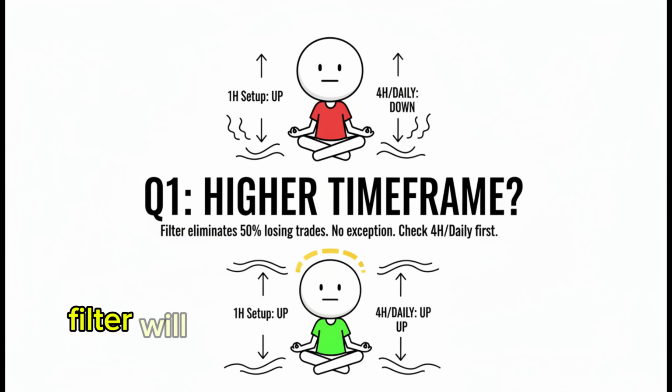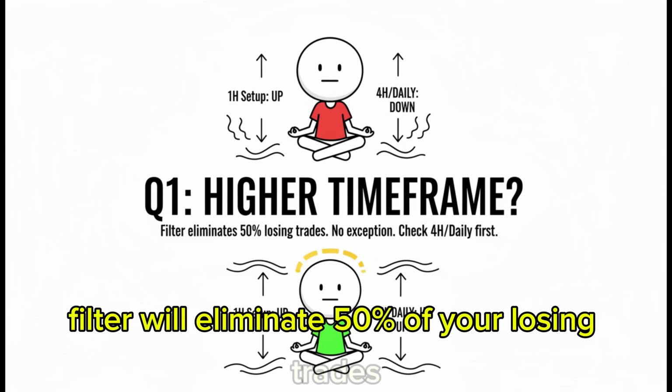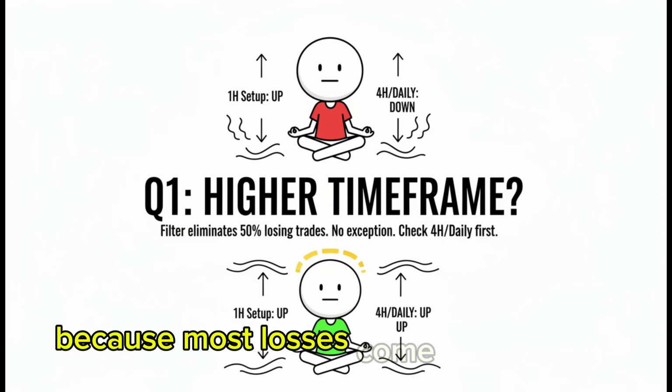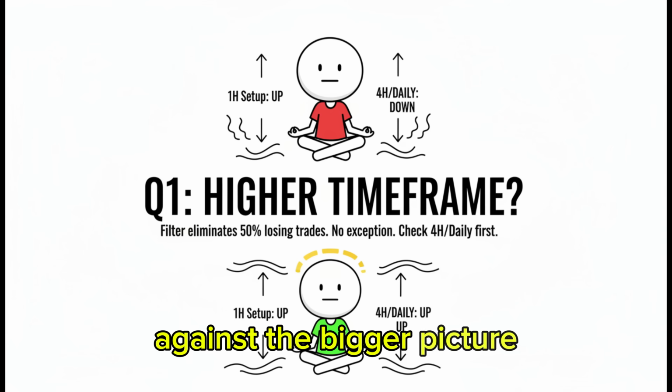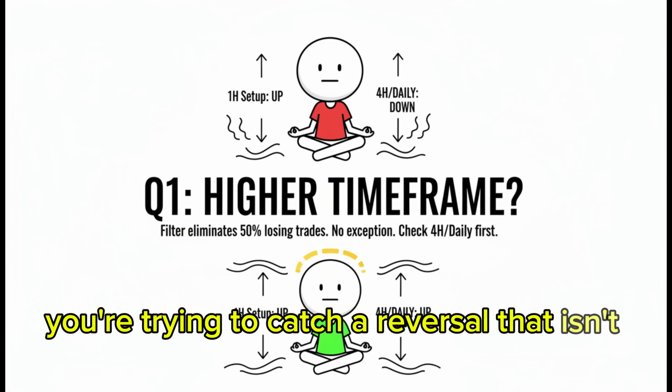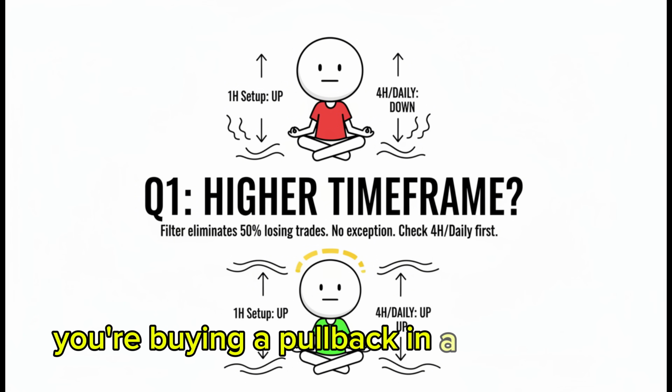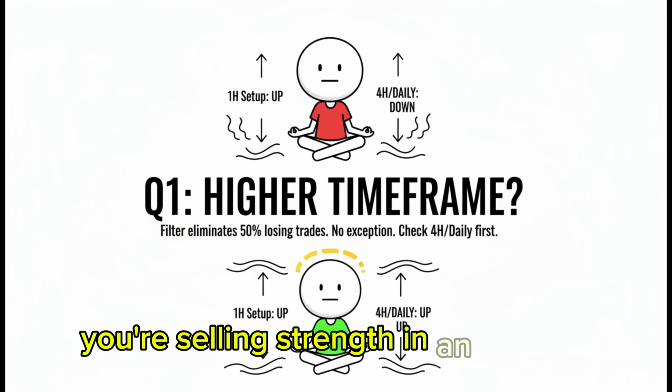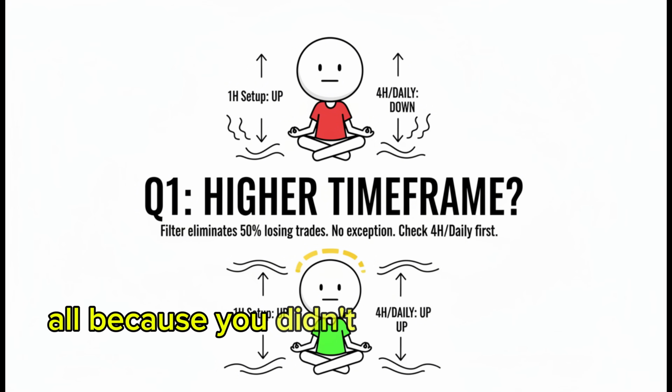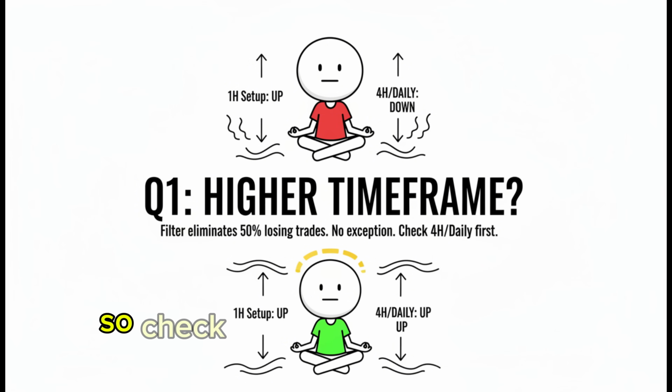This one filter will eliminate 50% of your losing trades. Because most losses come from trading against the bigger picture. You're trying to catch a reversal that isn't ready. You're buying a pullback in a downtrend. You're selling strength in an uptrend. All because you didn't check higher time frame first, so check it.